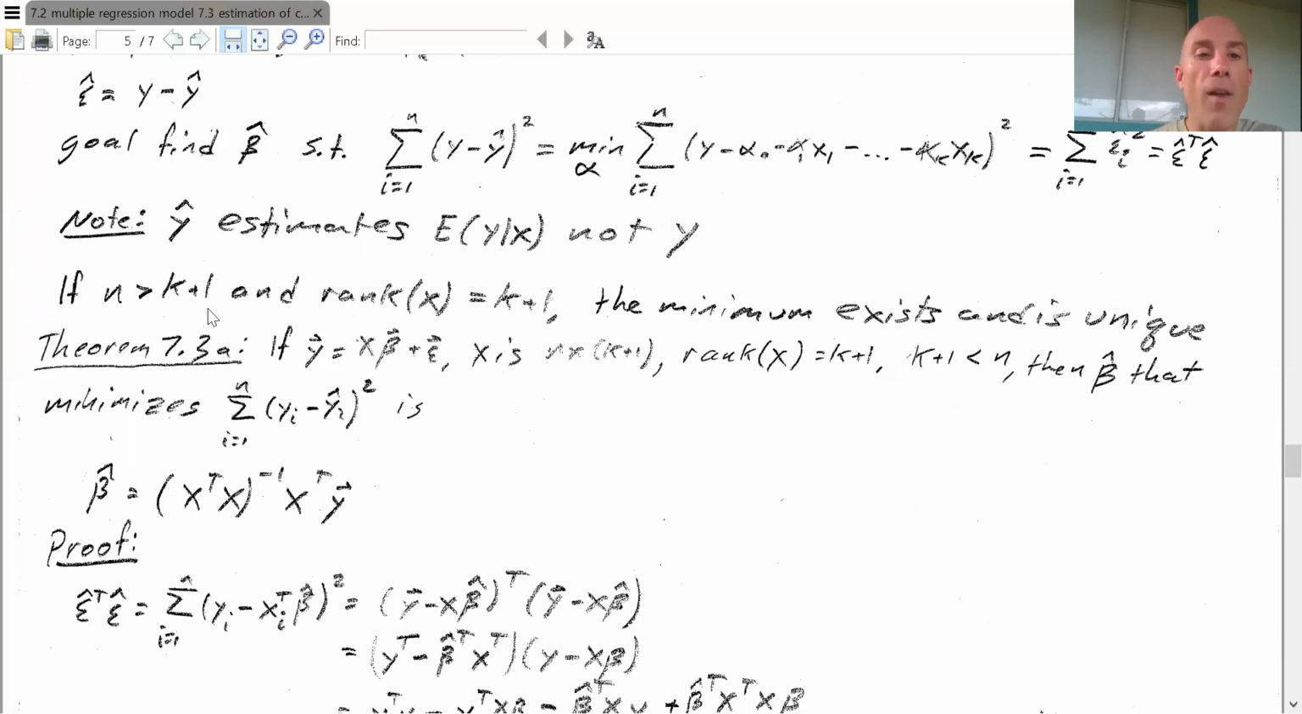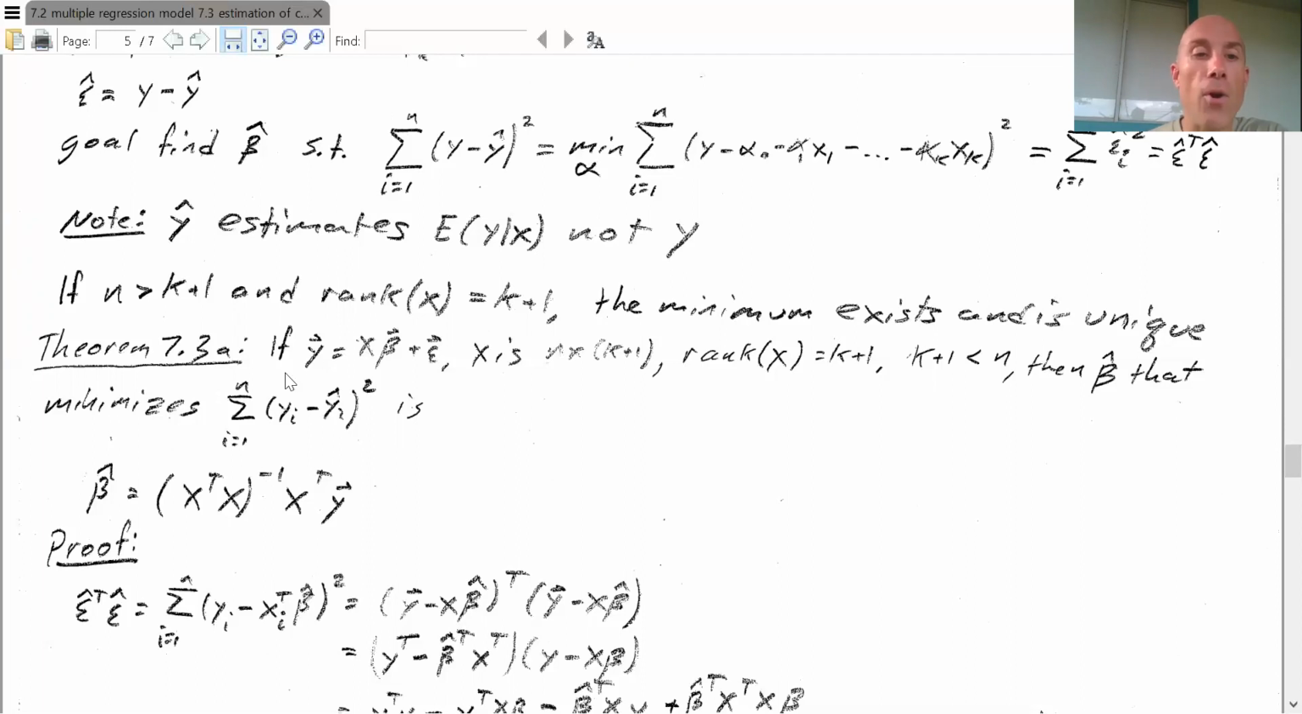As long as I have this going on, the minimum for the least sum of squares exists. In mathematics, the existence of something is a big deal. I'll go a little further: it exists and it's unique. If I do not have full rank, or I do not have enough observations, then the minimum will not be unique, or may not be unique.